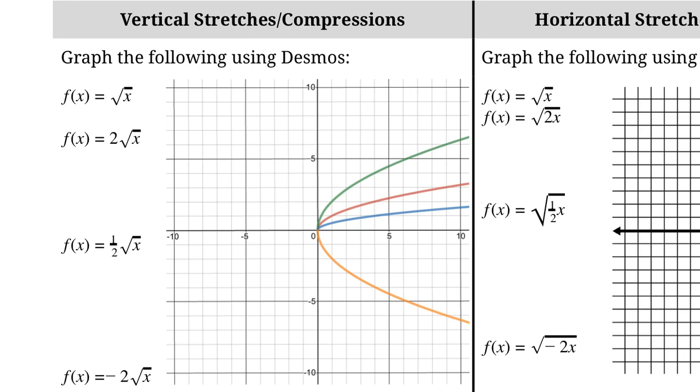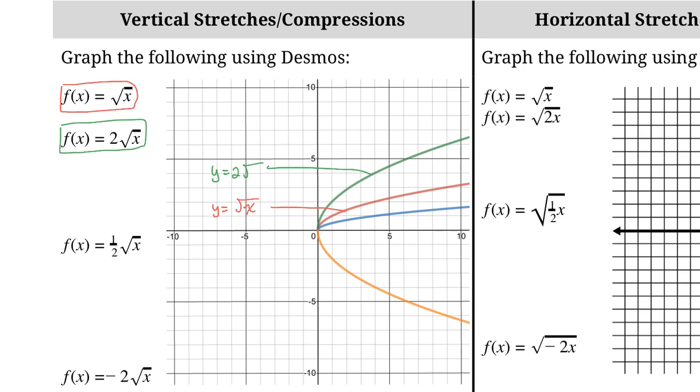Here we have all of our functions graphed. Our red function is our parent function, y equals the square root of x, and our green function is y equals 2 root x. Our blue function is y equals 1 over 2 root x, and our orange function is y equals negative 2 root x. So let's compare all of our functions with our parent function.